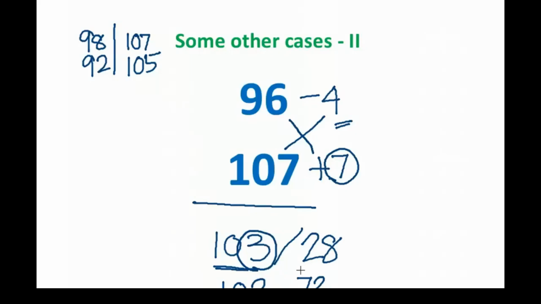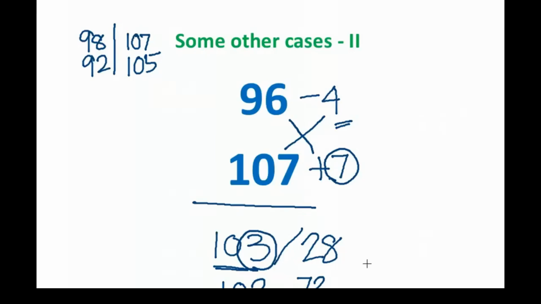Whatever the right side number is coming there, we are seeing how much less 28 is than 100, which is clearly 72. And then on the left side of the number we decrease 1. So from 103 we decrease 1, which gives me 102. So the left side becomes 102 and the right side becomes 72. That's all, that is my answer.